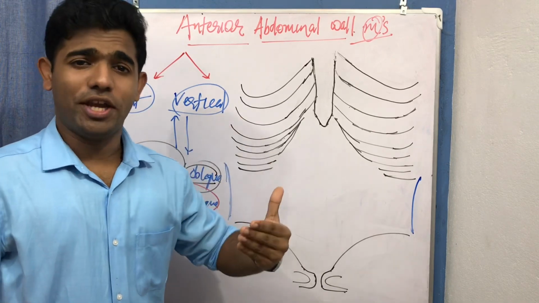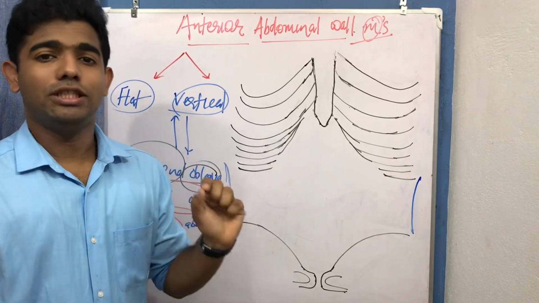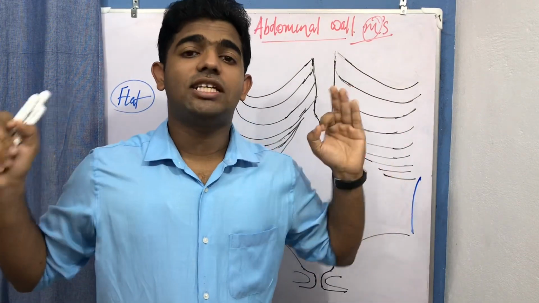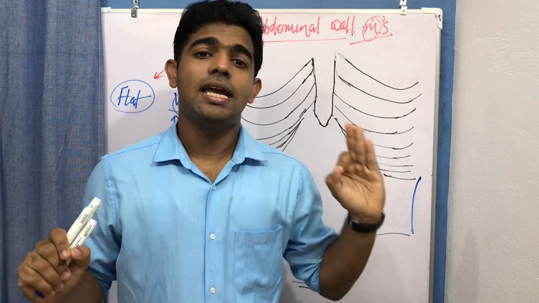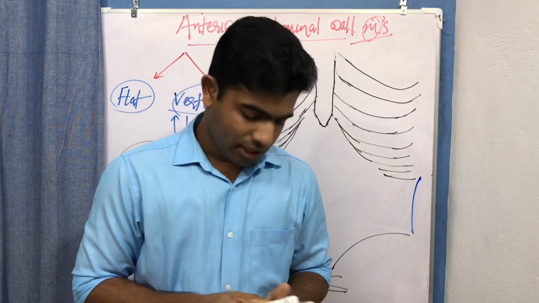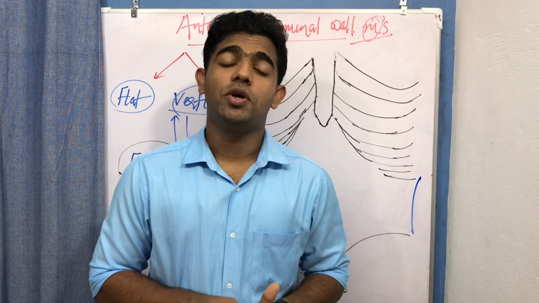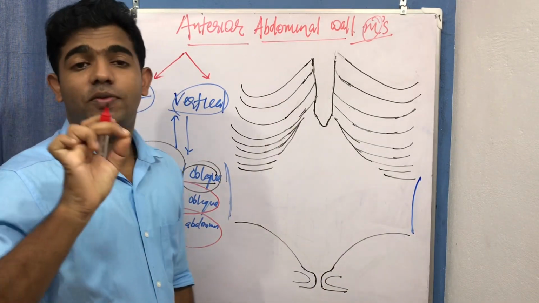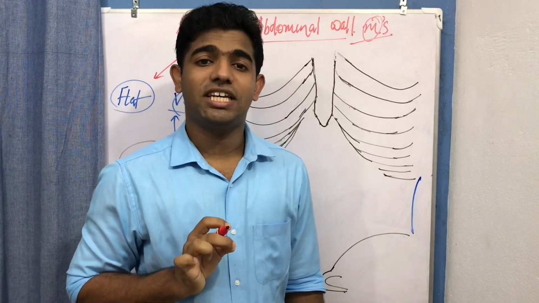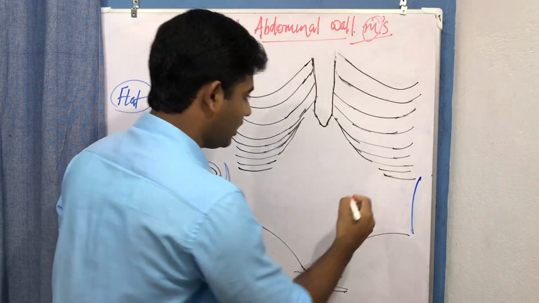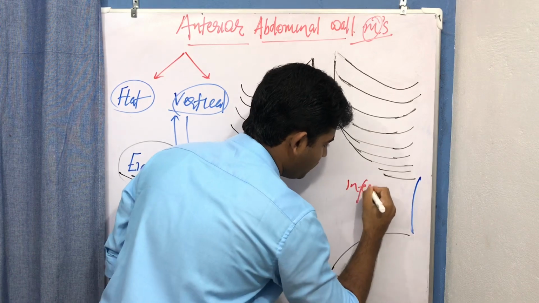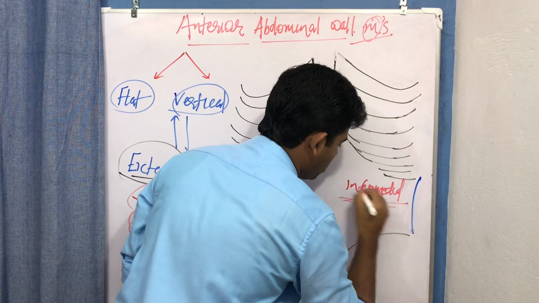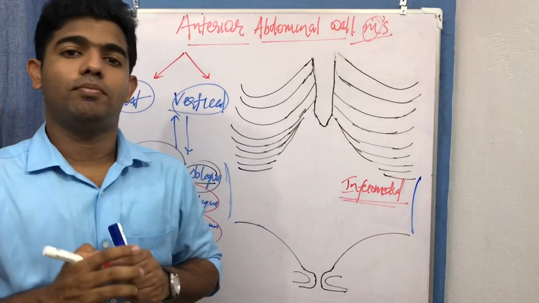So let us look into each one of these muscles in detail. The first one is the external oblique muscle. Remember, that's the most superficial muscle in the anterior abdominal wall. And I need you to remember one single word: the orientation of the external oblique muscle is in an inferomedial direction. Don't forget this key important point.